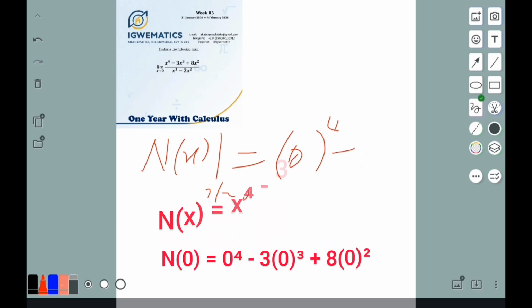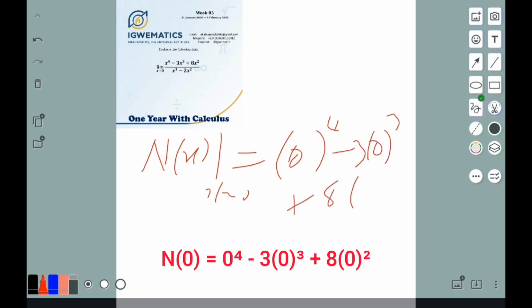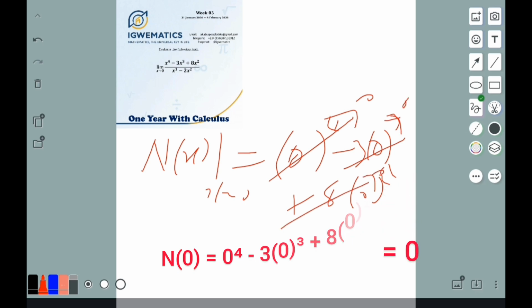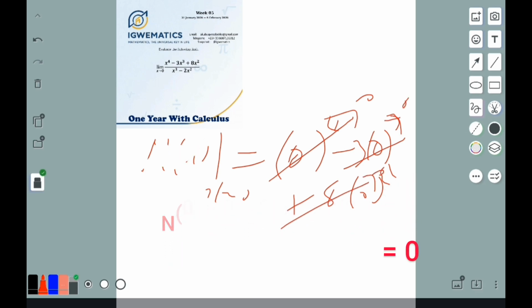The numerator at x equals 0 is equal to 0 to the power of 4 minus 3 times 0 to the power of 3 plus 8 times 0 to the power of 2. Since we have 0 in everything, this will equal 0, this will equal 0, and this would also equal 0. So at the end of the day, everything equals 0. So the numerator would equal 0.